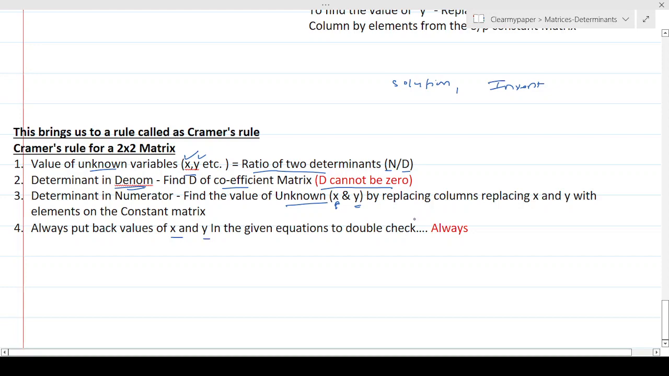In the next set of videos, we'll talk about Cramer's rule for a 3x3 matrix, which is just a natural extension where, instead of x and y, you will also have z, and you substitute z also. So z becomes dz by d. Nothing more fancy. That gives you Cramer's rule, and we'll also solve some exam problems in the next video.